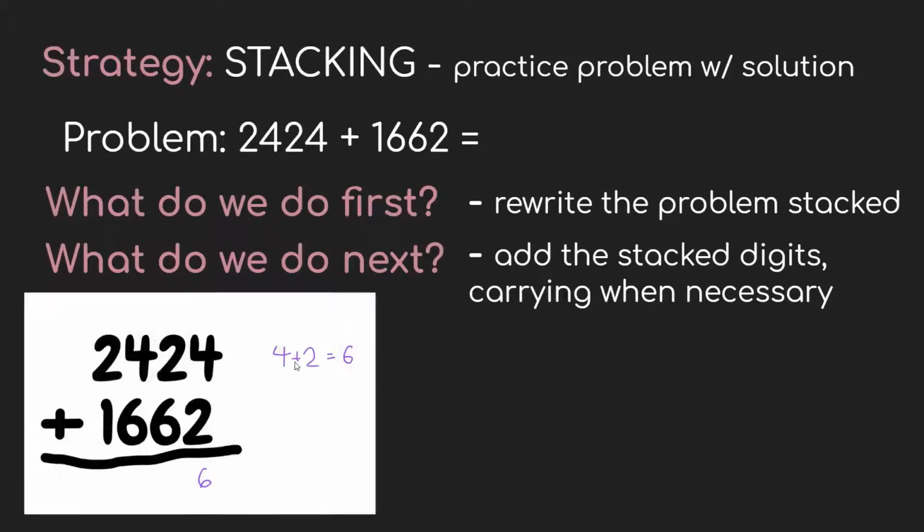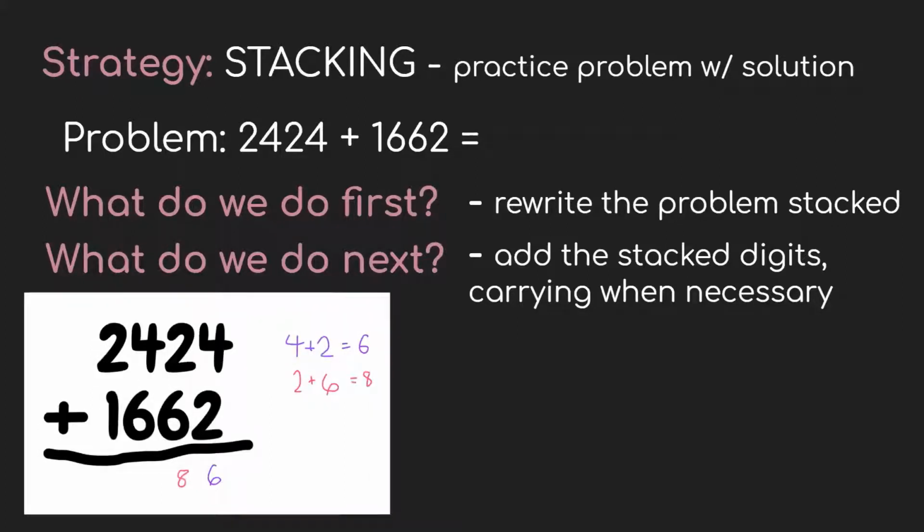So we start with 4 plus 2, which is equal to 6. Since 6 isn't bigger than 10, we're not going to carry. Moving on to the next digits, we have 2 plus 6. 2 plus 6 is 8. Once again, not bigger than 10, so we're going to move on to the next digit.